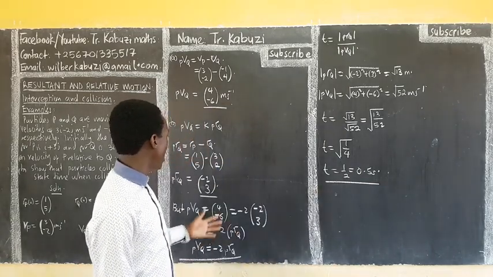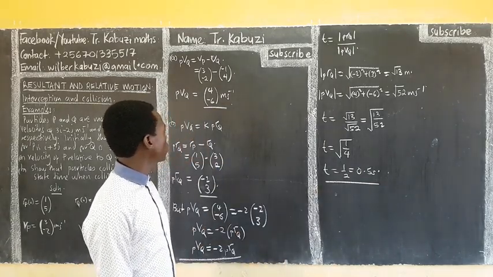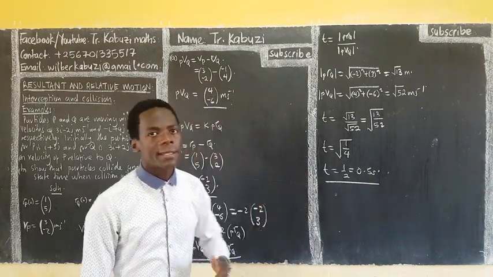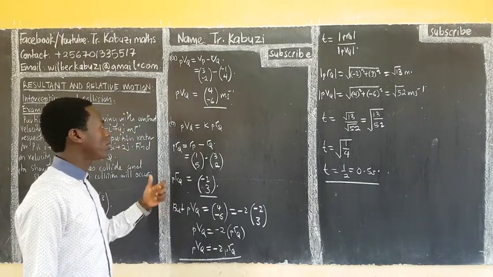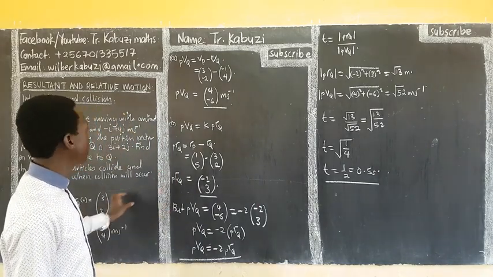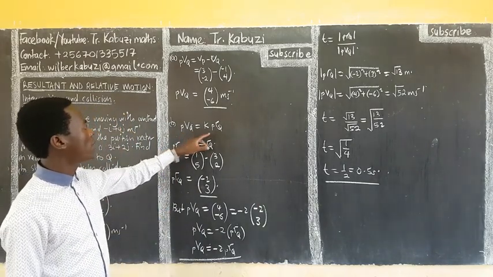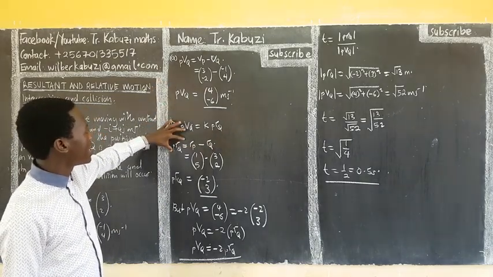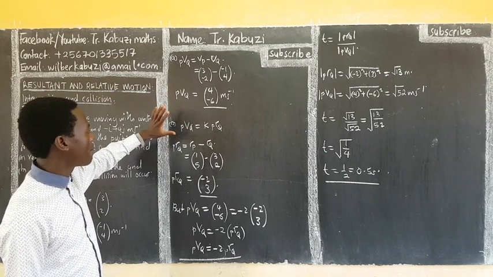So that's how we handle this number. So the moment you hear the words show that they are going to collide, when they are giving you this form, just get P relative to Q. These are the initial positions, as simple as that.